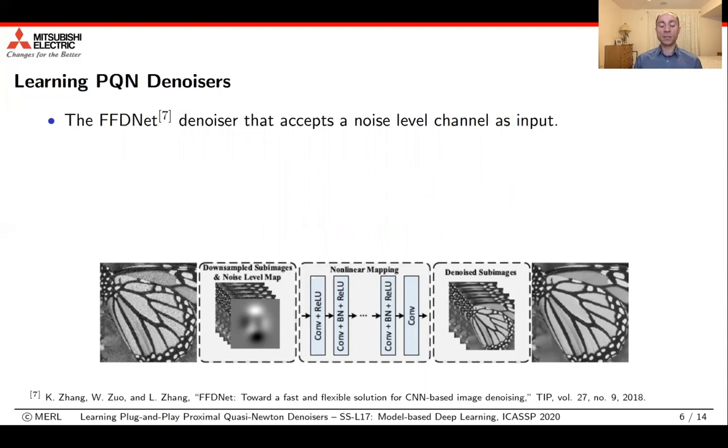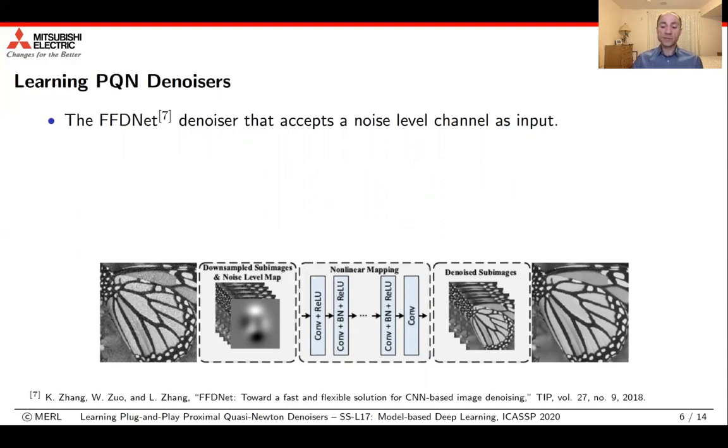And then it also takes a 5th channel, which is the noise level map. And what we see is that using the 5 different channels, the network processes this data to output a denoised set of sub-images, which are 4 channels of denoised sub-images, which are then combined together to produce the high-resolution image.